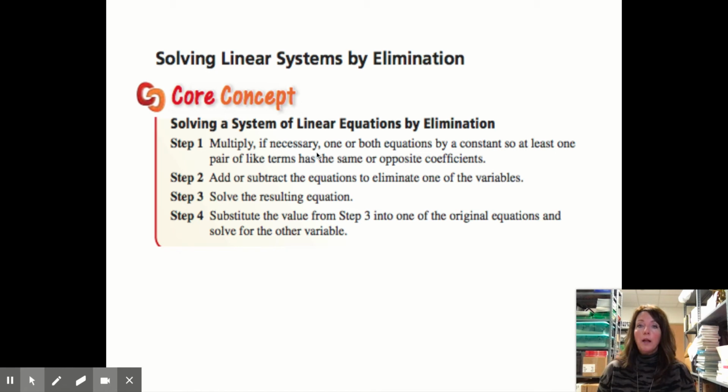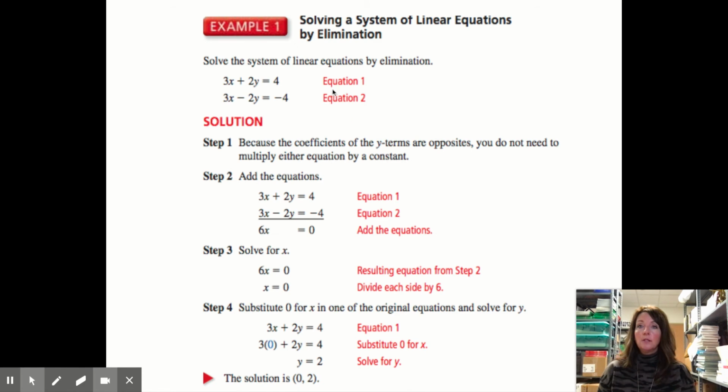But in step one, we want to multiply only if necessary one or both equations by a constant so that at least one pair of like terms will cancel, okay? They'll have the same or opposite coefficients. Then we'll add or subtract the equations accordingly and then solve the resulting equation. So this is what it looks like.